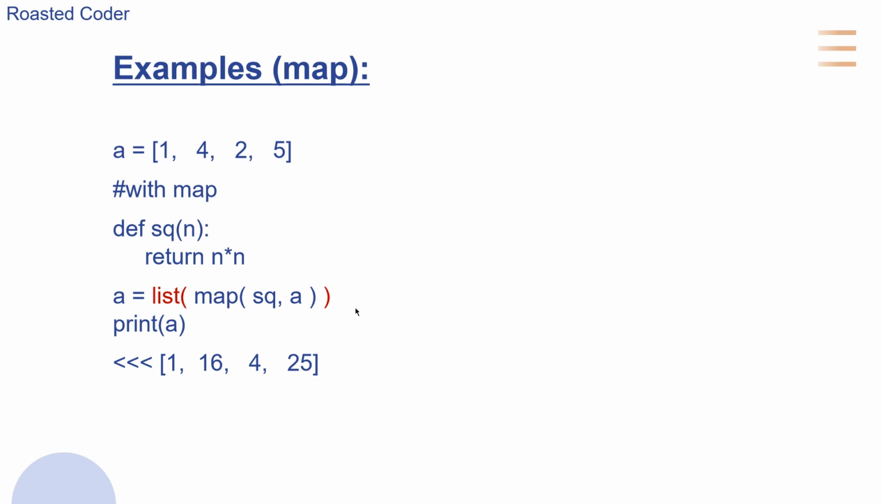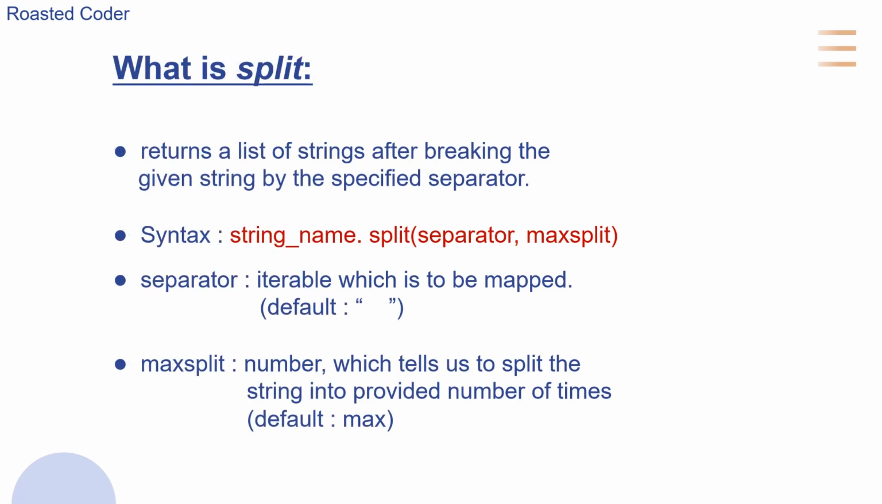So this is it for map, and now we will discuss what a split function is. The split function returns a list of strings after breaking the given string by a specified separator. The syntax is the string name dot split, with a separator and maxsplit. The separator is by default a space, and maxsplit is the number of times we have to split the given string.